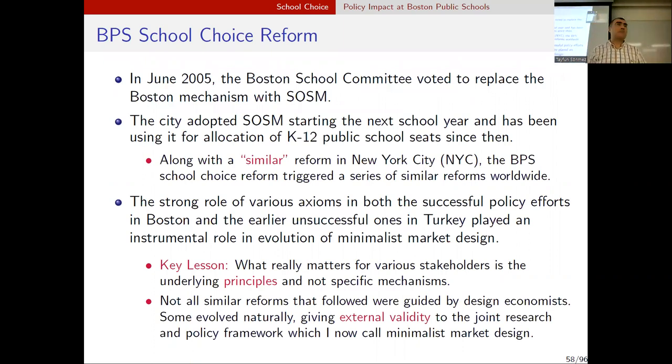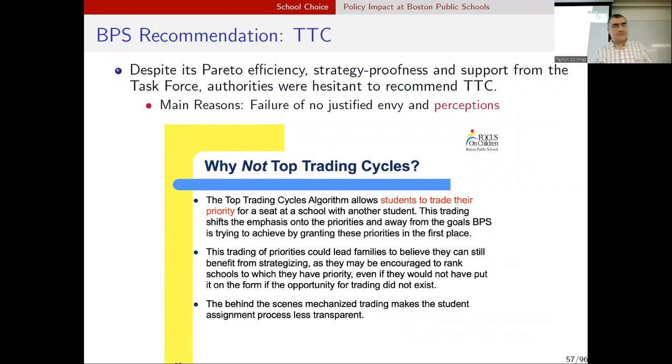I always say that when I teach, but some students think that the SOSM mechanism may be as hard to understand as TTC. So you don't need to understand the mechanics of SOSM. There is a simple way to explain SOSM. SOSM is the best way to enforce priorities. It also happens to be strategy-proof. So it should never be the task of subjects or parents to prove the properties of a mechanism.